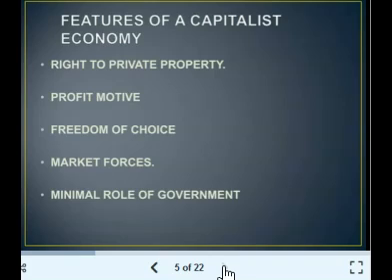So, what are you selling? Why are you selling what you're selling? What's the motive behind how much you charge for what you're selling? And then also freedom of choice.